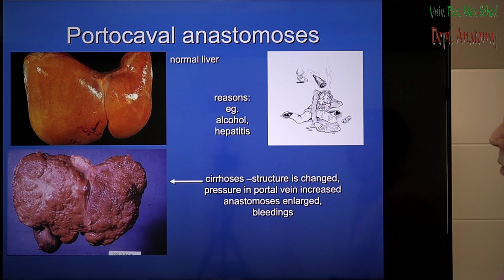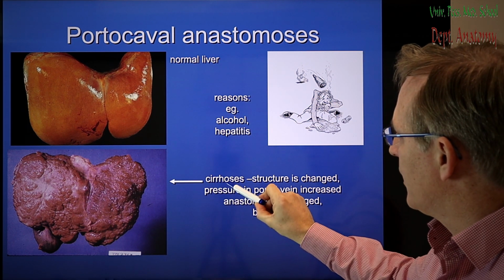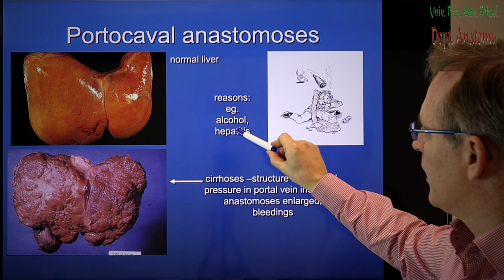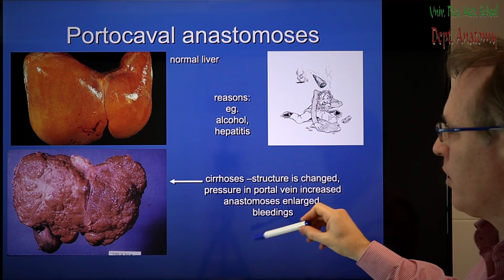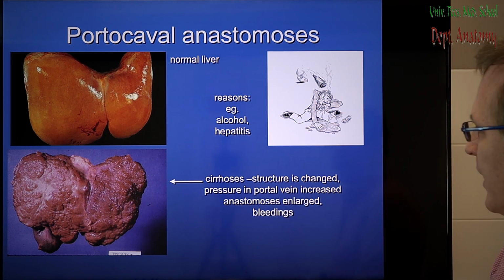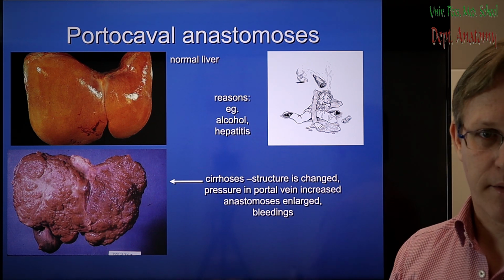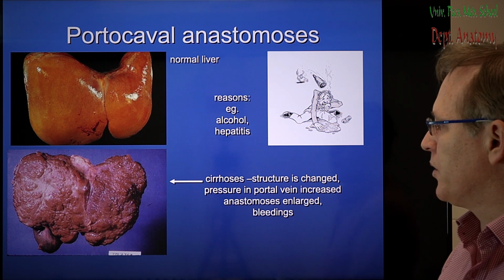Okay, and one picture about the portocaval anastomosis. So this is the normal liver, and for example, in case of cirrhosis, the reasons of cirrhosis being alcohol and hepatitis, the inner histological structure of the liver is changed, and the pressure in the portal vein increases, and the anastomosis enlarges, and the consequence of this fact is bleedings in the portocaval anastomosis.